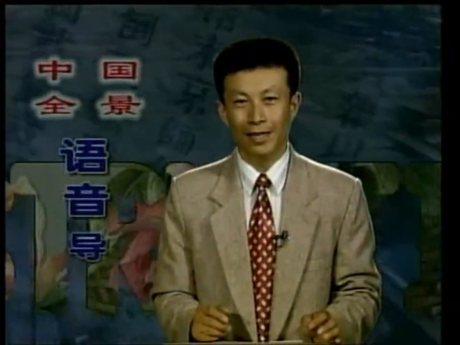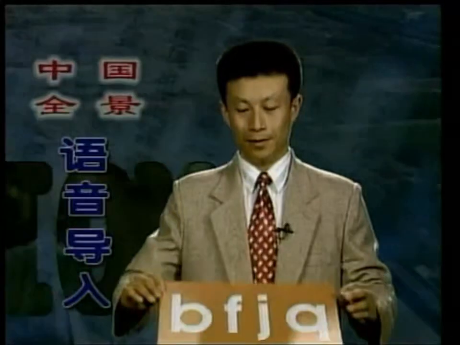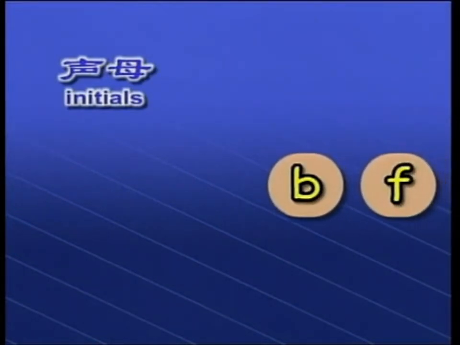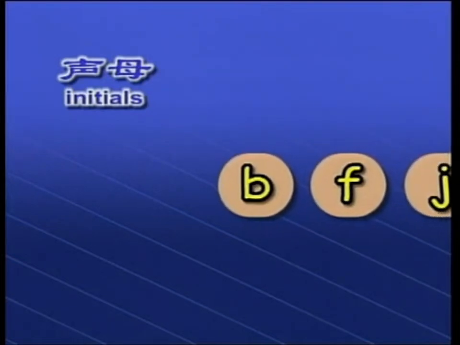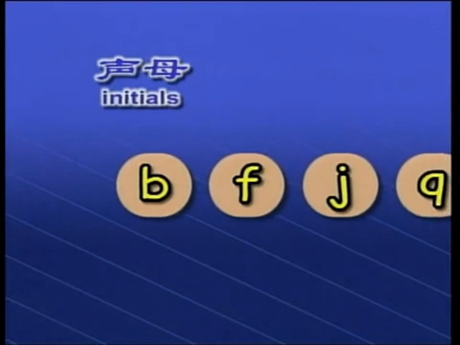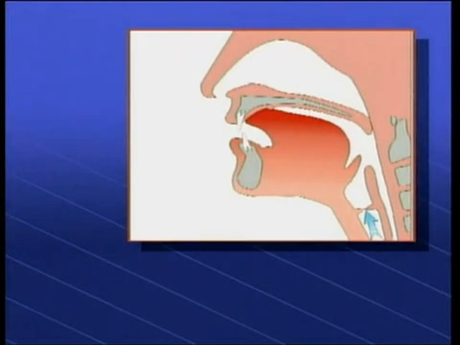Hello everyone. Let's learn some more sounds in Chinese. Initials. b, p, f. ji, qi. The pronunciation of ji and qi is similar to that of xi. When you pronounce them, you should press the front of your tongue on the hard palate and let the air current flow through the friction.